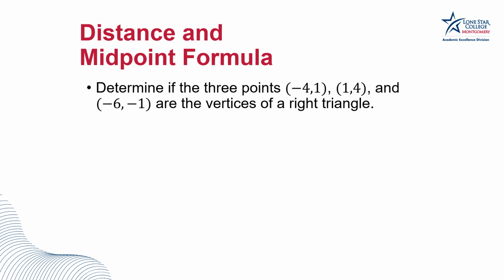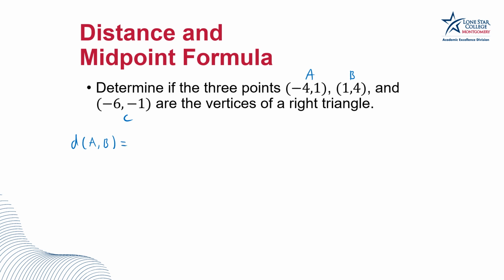Determine if the 3 points negative 4, 1; 1, 4; and negative 6, negative 1 are the vertices of a right triangle. So let's assign ABCs to each point. We call the first one A, second one B, and third point C. And let's find, just like before, the distance between each point. So let's first find the distance between point A and point B.